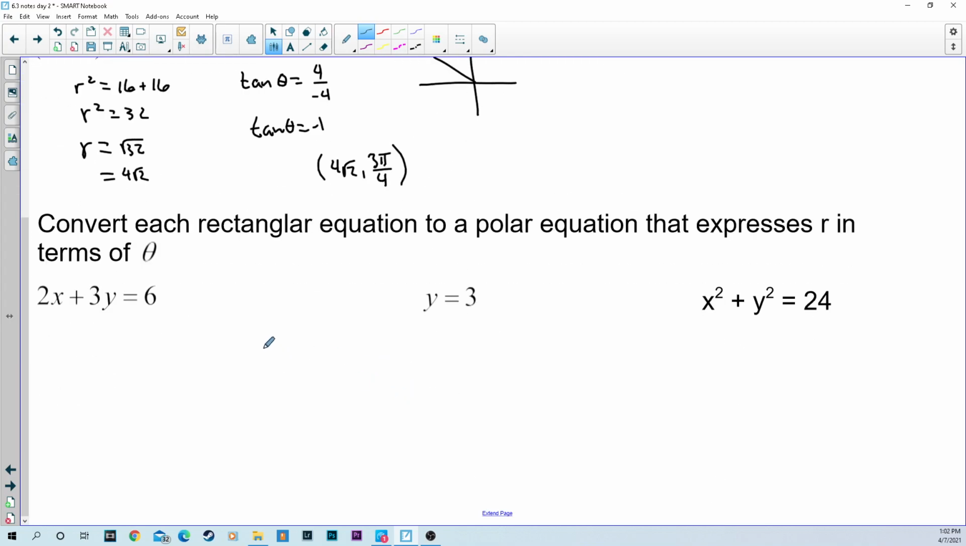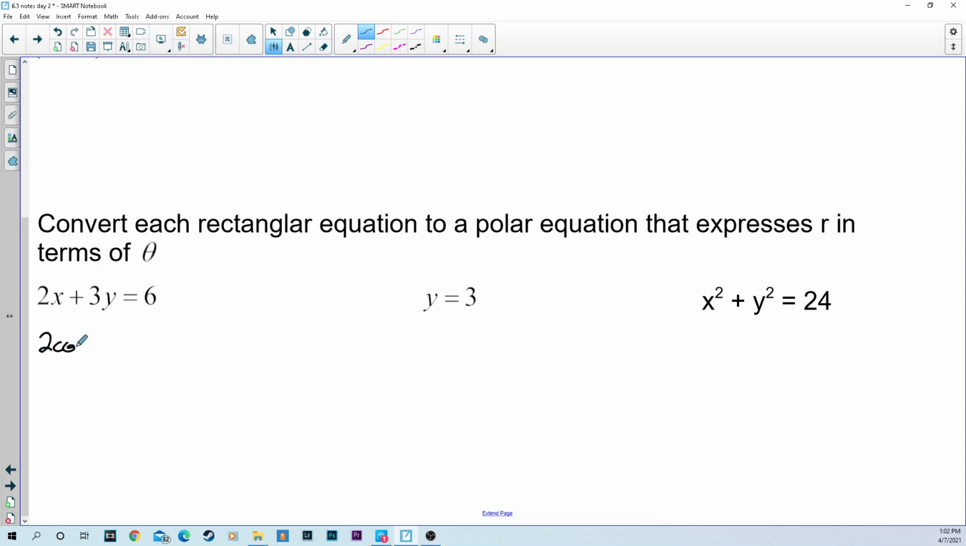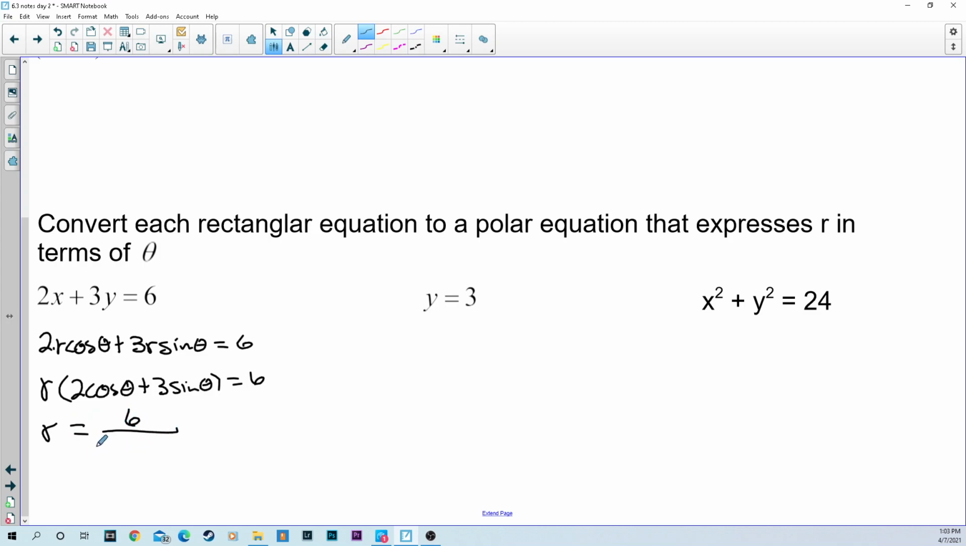Convert each rectangular equation to a polar equation that expresses r in terms of theta. This is 2r cosine, that's what x is. 2r cosine of theta. Y is r sine of theta. That's equal to 6. We can factor out an r. That's 2 cosine theta plus 3 sine theta equal to 6. And now we just have to divide. So r equals 6 over 2 cosine theta plus 3 sine theta.